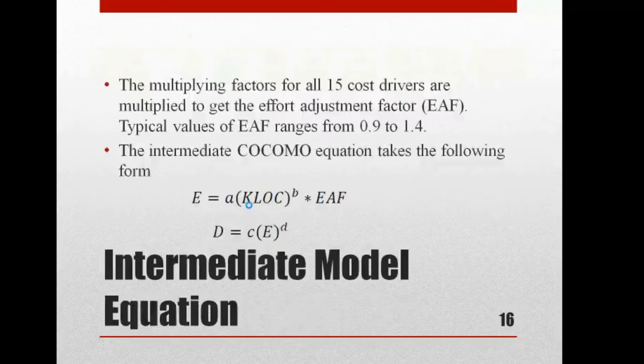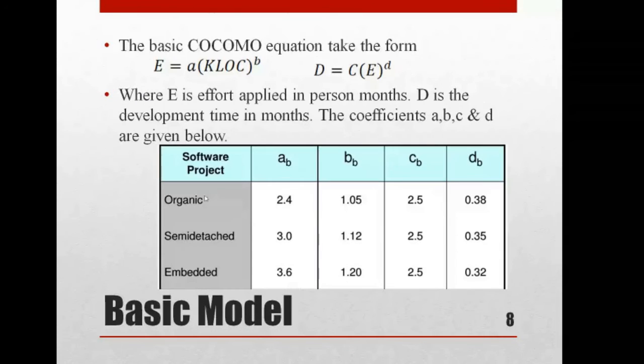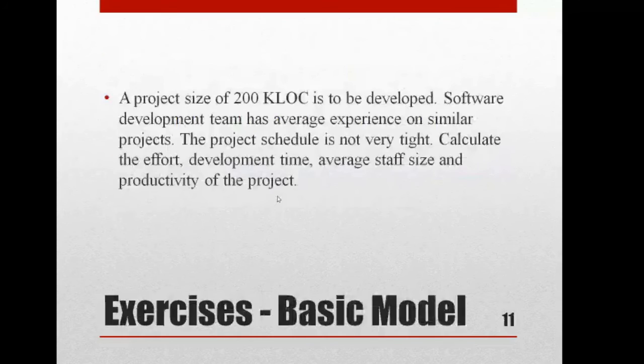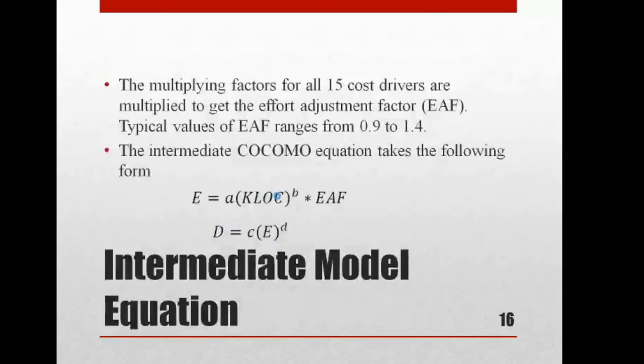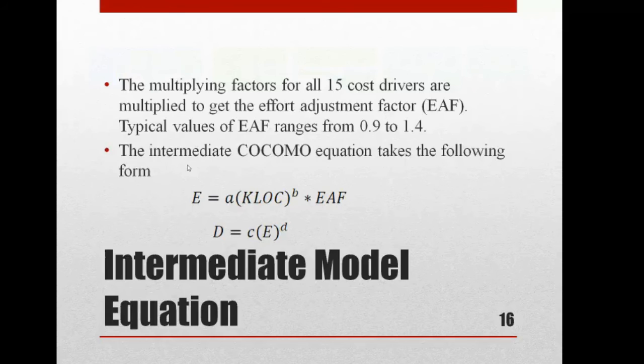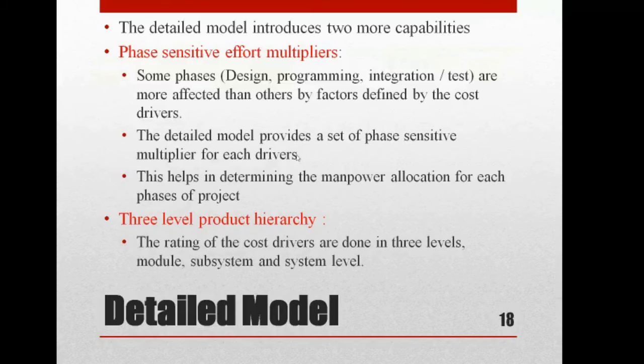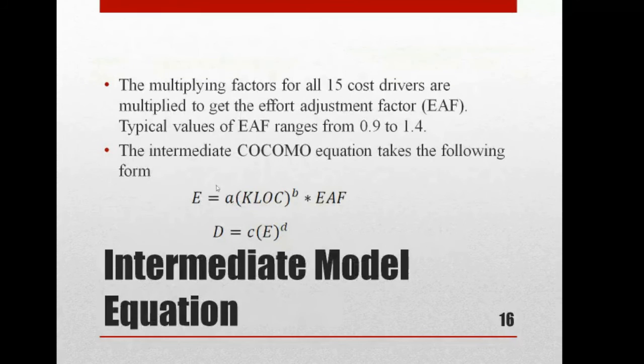Some few changes will be there, I think. Yes, so in organic, 2.4 is there. But here the values will be 3.2. Yes, slight changes are there. So for this, you have to use these values in the intermediate model, okay? These are the coefficients for A, B, C, and D, right? So from this, you can identify the effort and the development time, okay?